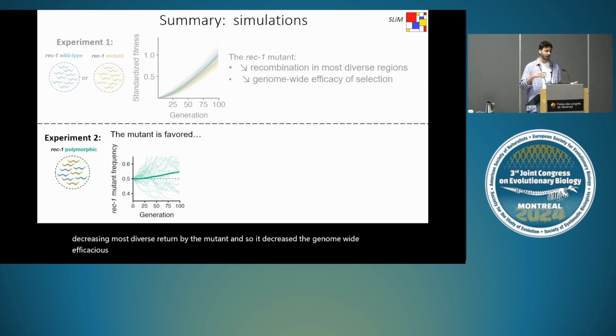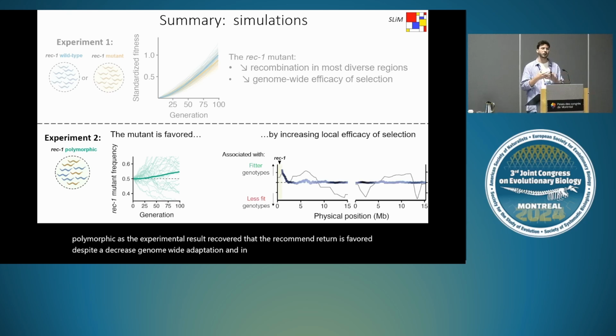Now when we simulate a population where the REC1 mutant is polymorphic, we get the same result as the experiment, where you recover that the recombination mutant is favored despite a decreased genome-wide adaptation. And in this simulation, I can look at the association of the mutant and the adaptive loci. We hypothesize that indirect selection is due to the association that the mutant creates with the beneficial adaptive combination. And we see that in its local genomic neighborhood, the mutant is able to create association with fitter genotypes. For most of the genome, it doesn't create fitter or less fit genotypes because it's too far.